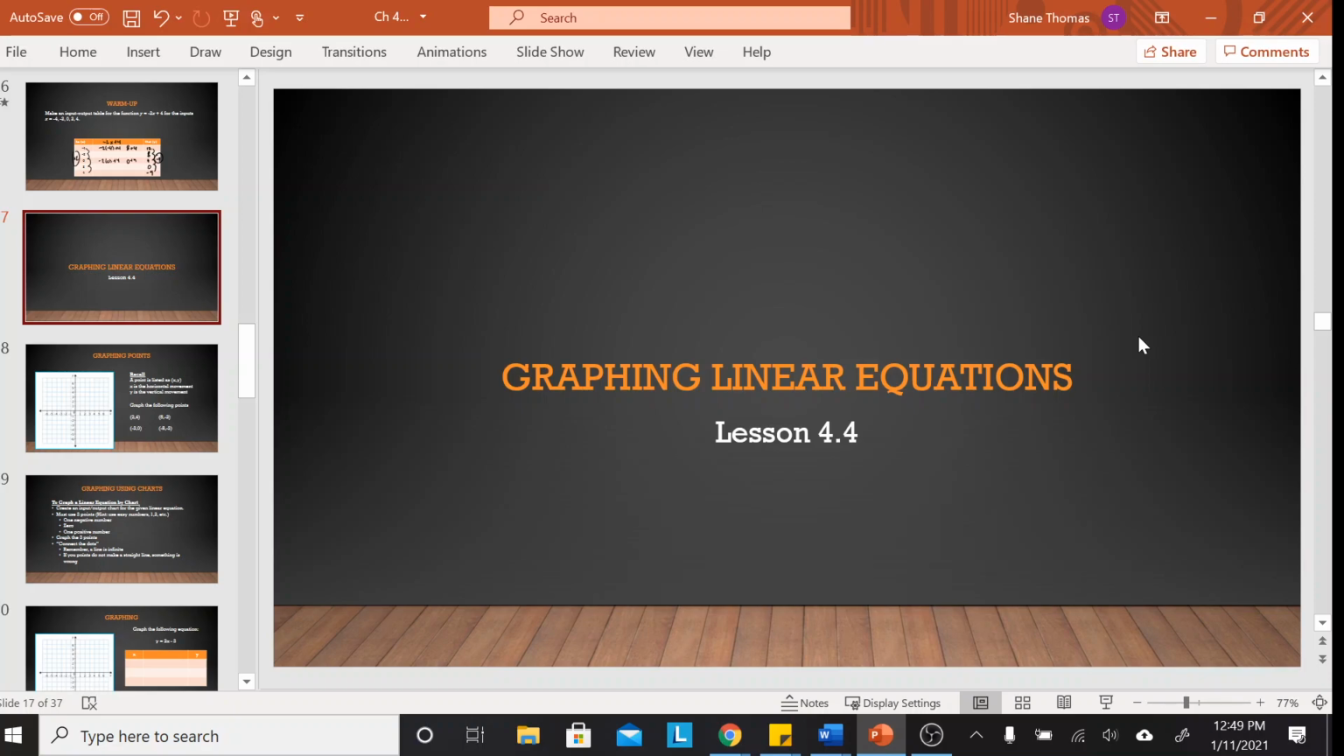We're going to look at graphing 2 different ways. The first one we're going to look at today will be using our input-output charts, and then I'll show you a different way. I want to show that other way to you in person.